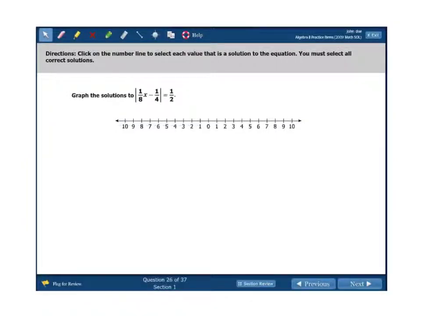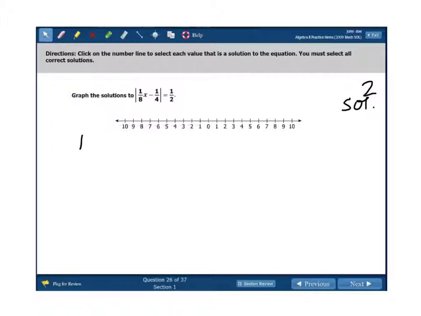Okay, so we've got an inequality equation to solve. Excuse me, inequality equation. That makes no sense. Absolute value equation. Trying that again. All right. Click on the number line to select each value that is a solution of the equation. Select all correct solutions. Remember, you should have more than one here, probably 2 solutions. Most likely 2 solutions, but you got to check them, make sure they're not extraneous.